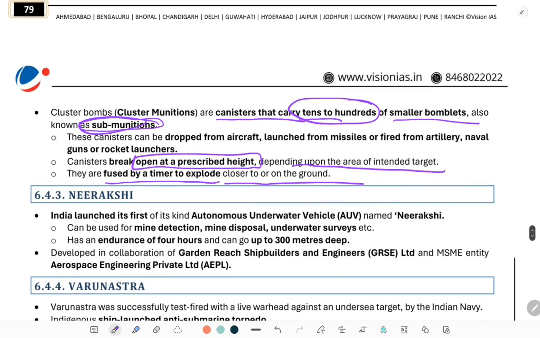Next, Nirakshi. India launched its first of its kind autonomous underwater vehicle named Nirakshi. It can be used in mine detection, mine disposal and underwater surveys, has an endurance of 4 hours, and can operate up to 300 meters sea depth.